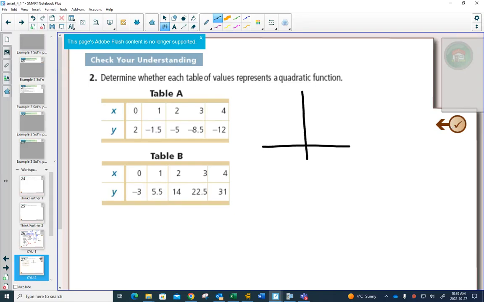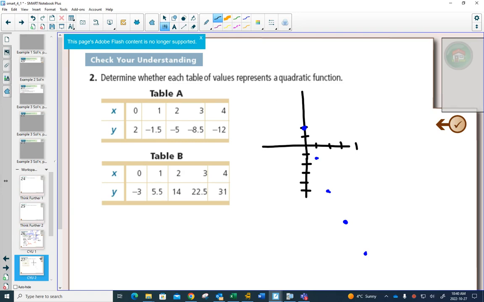You would have 0, comma 2, 1, comma, negative 1.5, 2, comma, negative 5, 3, comma, negative 8.5, and 4, comma, negative 12. Does that look like a U-shaped graph? Or does it look a little more like a straight line?